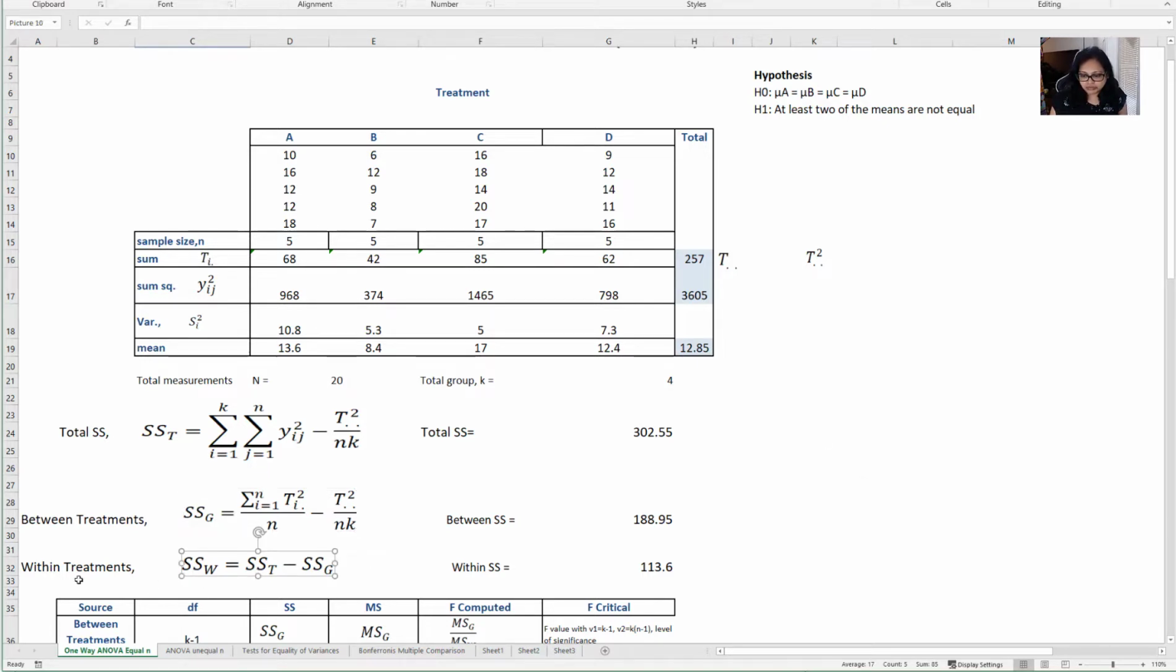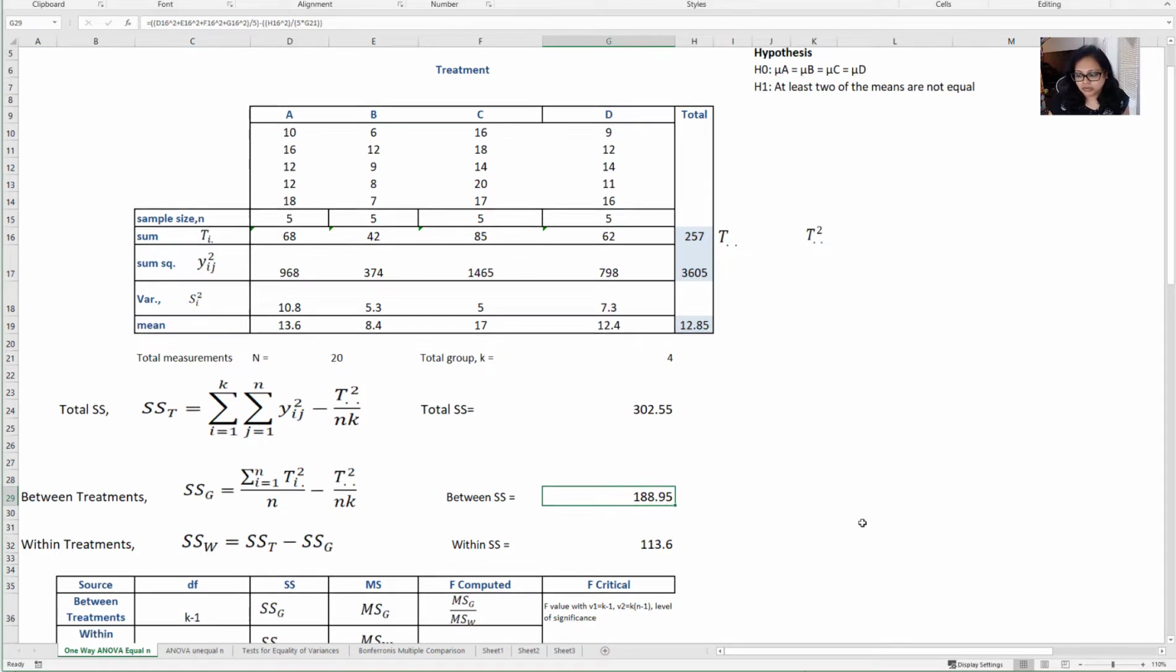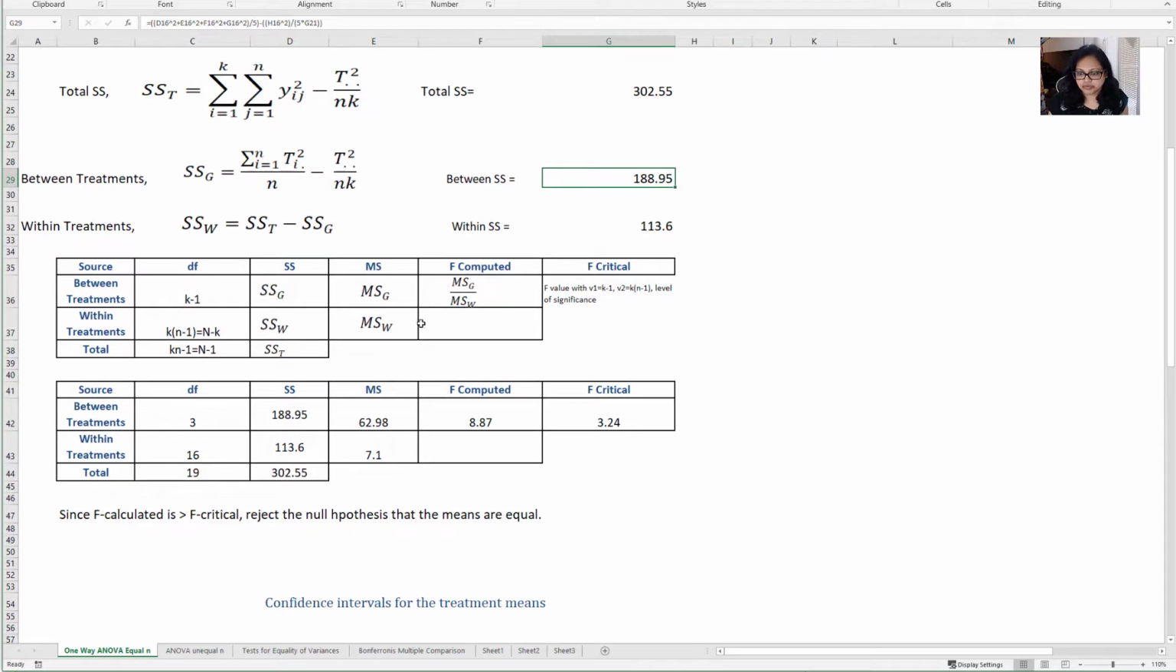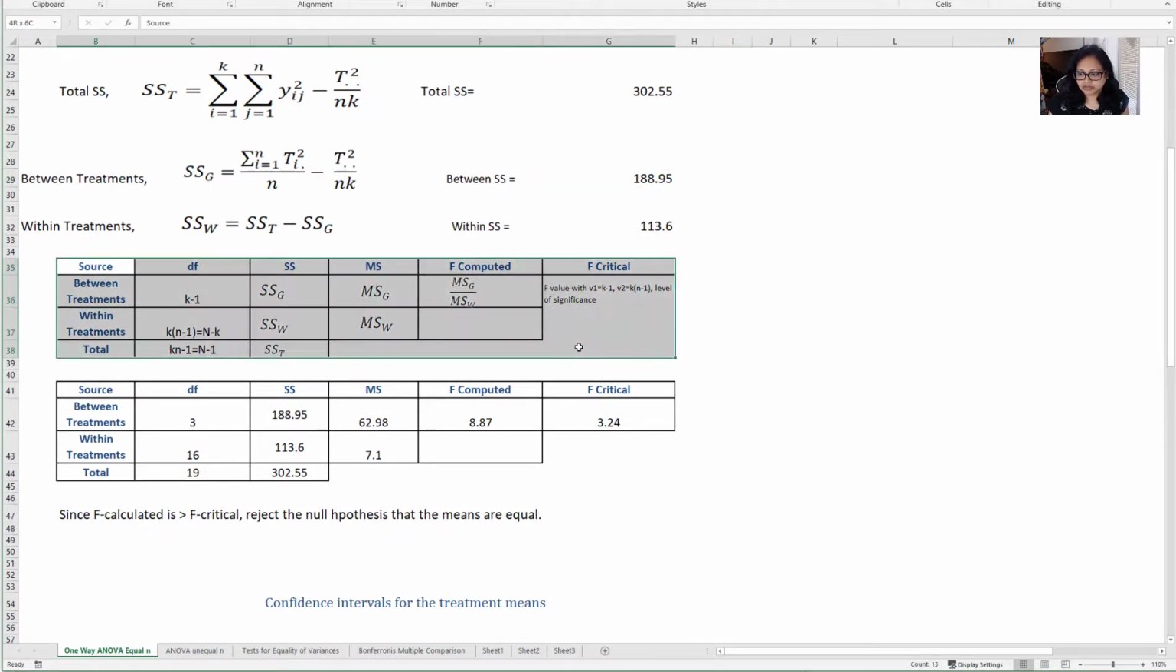After that, we need to calculate within treatments. The sum of squares within will be the total sum of square minus the between treatments, and you will find the sum of squares within will be this one. This one is easy to calculate: 302 minus 188. Our main goal here is to find this table. This is what we call the ANOVA table.